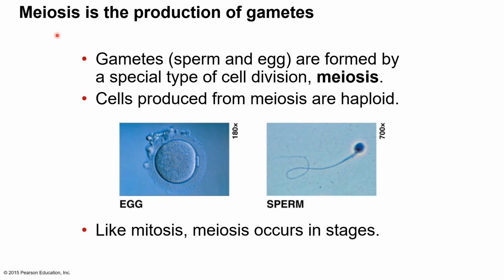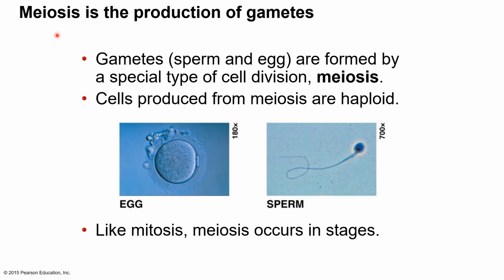Okay, now let's talk about meiosis. Meiosis is when we want to produce our gametes. As I said, our gametes are eggs and sperm. So a female would be going through meiosis to produce her own eggs. A male would be going through meiosis to produce their own sperm.